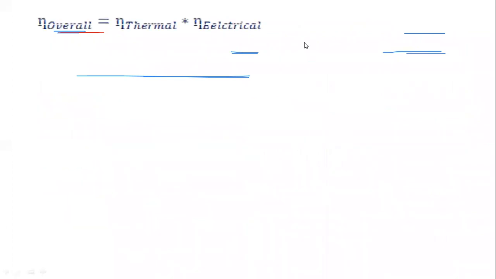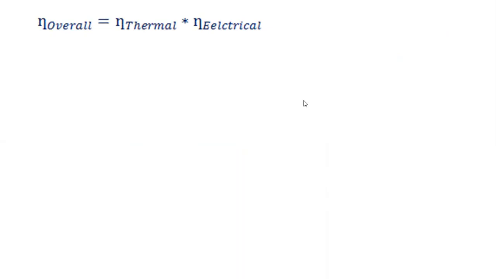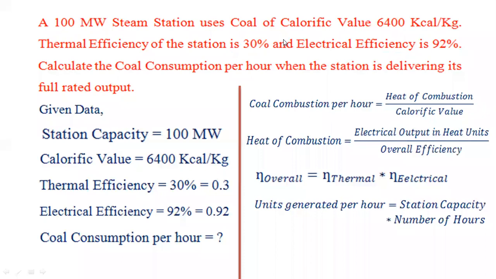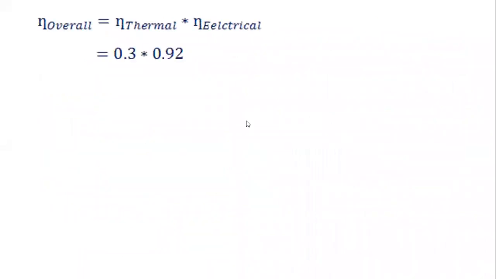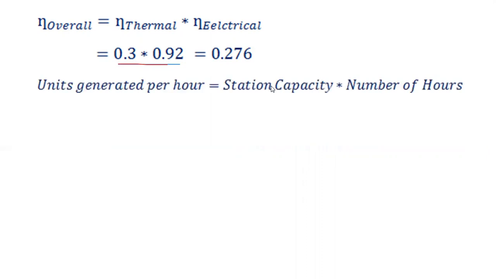Now we want to find the overall efficiency, thermal efficiency into electrical efficiency. In the problem, the thermal efficiency is 0.3 and the electrical efficiency is 0.92. Substituting, 0.3 into 0.92, and simplifying, we get the value 0.276.